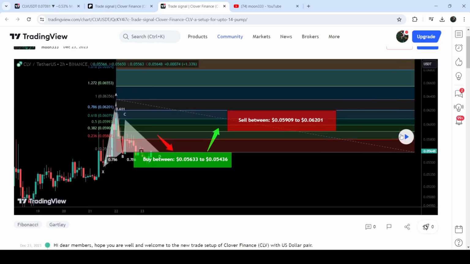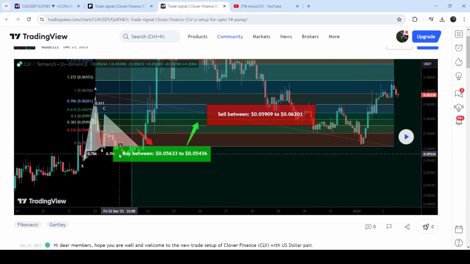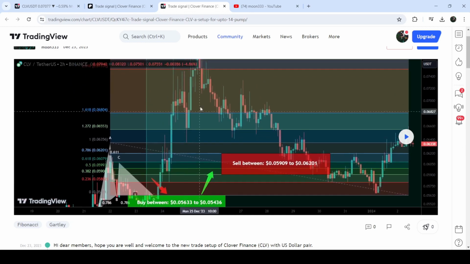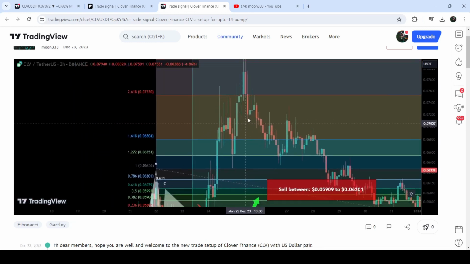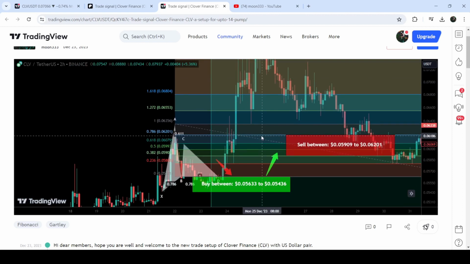And now if I play this chart, then you can see that the price then started a very nice reversal from this buying zone. First, it again moved down to the buying zone once again. And then we had a very nice reversal, and this was almost a 62% pump only on this 2-hour time frame chart.